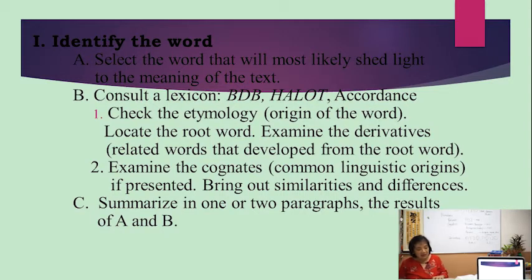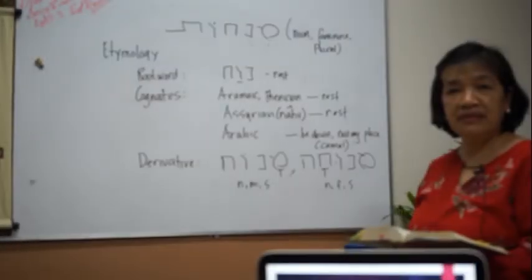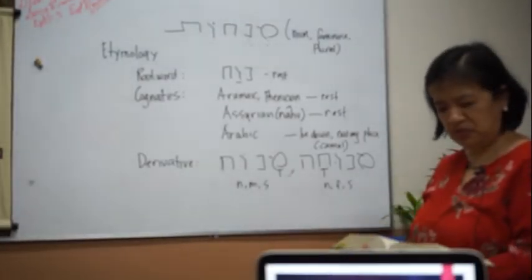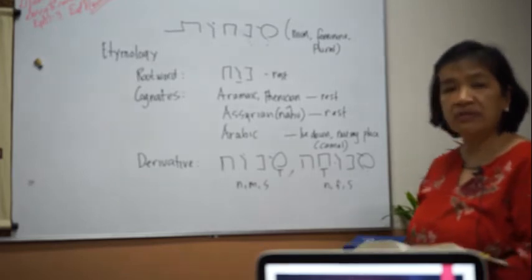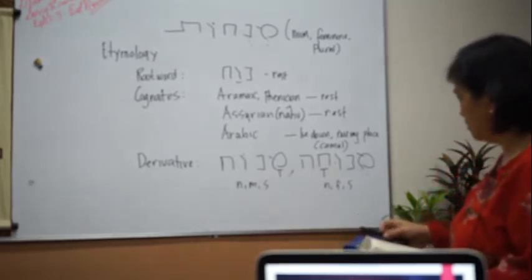Letter C, you summarize in 1 or 2 paragraphs the result of A and B. So what were your findings? You write it out and then put it under letter C. So let's now look at an example from Psalm 23 verse 2 on your word Menocot.